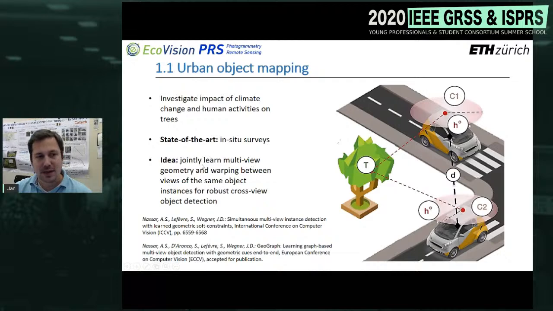And our idea here was then that we try to jointly learn the multi-view geometry. So here the two views, but we have up to four or five views in our approach. This multi-view geometry together with the warping between views of the same object instances for robust cross-view object detection. So the idea really is, if we see the same tree from a different perspective, this can also be learned together with the geometry, because the change of perspective on the object depends on the change of the geometry, right? Of the change of the relative pose of the camera. So learning this as a joint distribution, the relative pose together with the warping of the object, seemed a good idea to us.